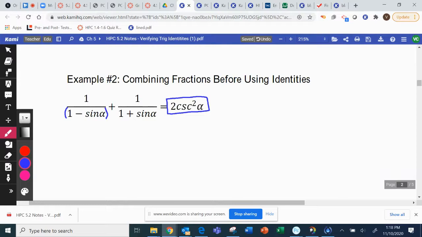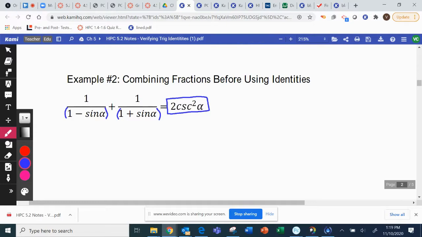I mean, I can, but that's not really going to help me. How can I factor 1 plus sine alpha? Or can I factor? Okay. Other than 1 in itself, these are not factorable. And because they're not factorable, that means that they do not have any factors in common. So to find a common denominator, what do we need to do? We need to multiply by each other, right?